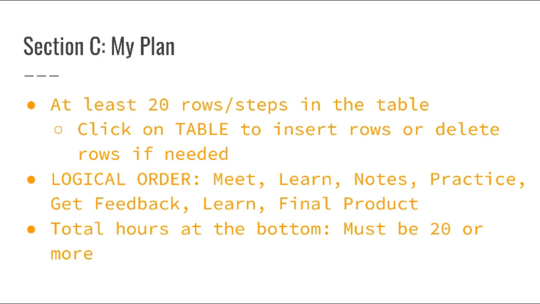Remember that you must go in a logical order. Section C, My Plan, is basically your detailed to-do list. This outlines exactly what you will do in the course of learning, practicing, and completing your final product. So the typical order we see is meet with your consultant or your client, start the learning process, take notes from observations or meetings with that consultant.